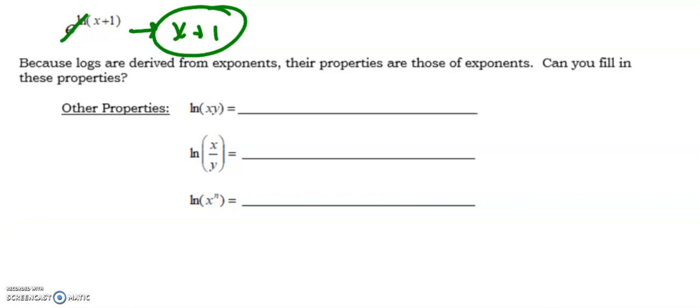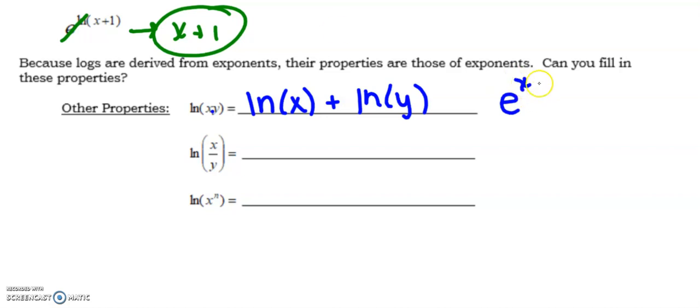Because logs are derived from properties of exponents, their properties are those of exponents as well. So thinking back to previous classes, if you have the natural log of 2 arguments multiplied together, you can break that up into the natural log of x plus the natural log of y. Because if you had, I'm going to use e for our base because that's our nice base, e to the x times e to the y, that property would say e to the x plus y. So our multiplication turning into addition is related to the properties of exponents.